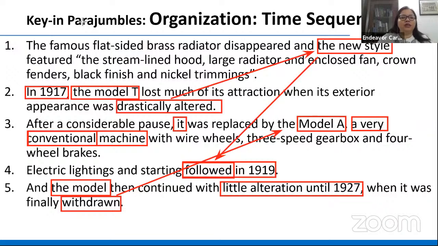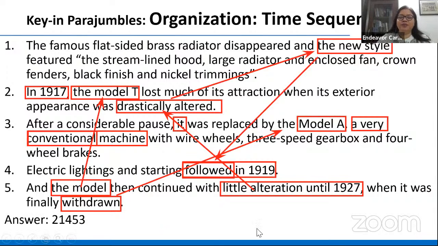And what is the model? The model is again a reference to Model T. It continued with little alteration. We're talking of the alteration of Model T until 1927 when it was finally withdrawn. It was withdrawn, that's why it was replaced by Model A. So, what's the sequence here? We started with 2, we continued with 1, then 4, and 5 and 3. That is our correct sequence.